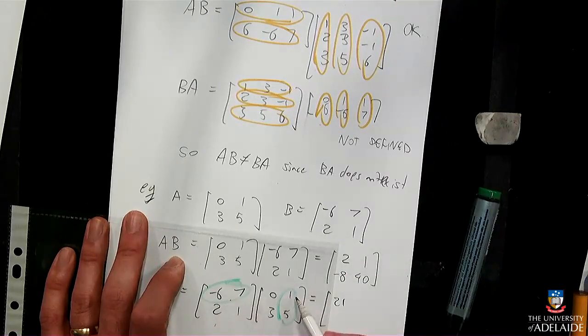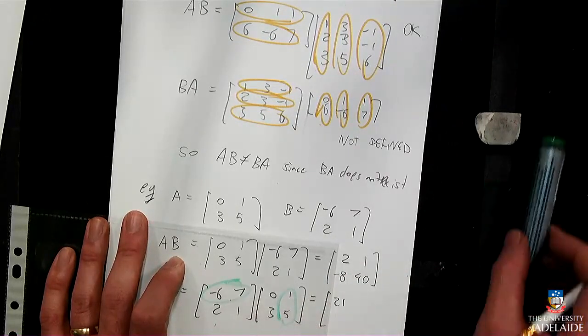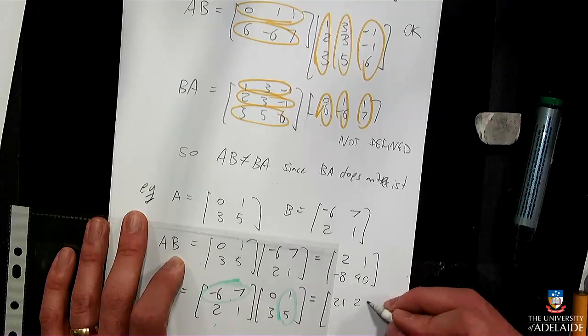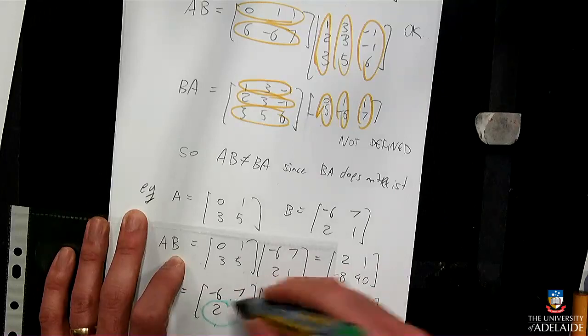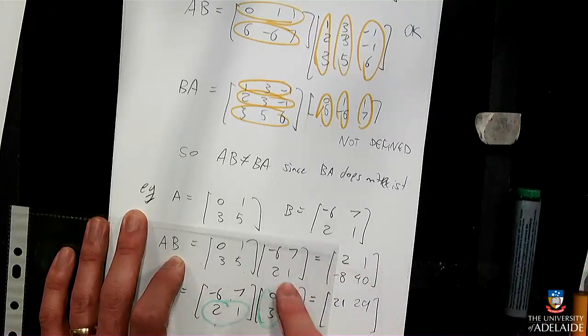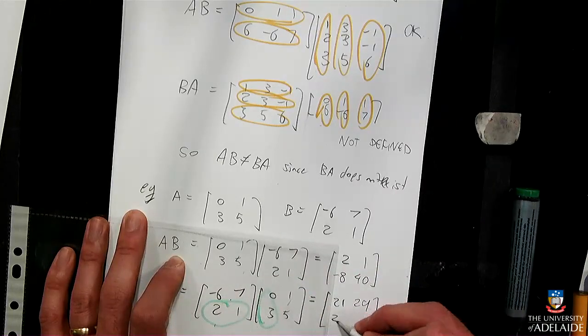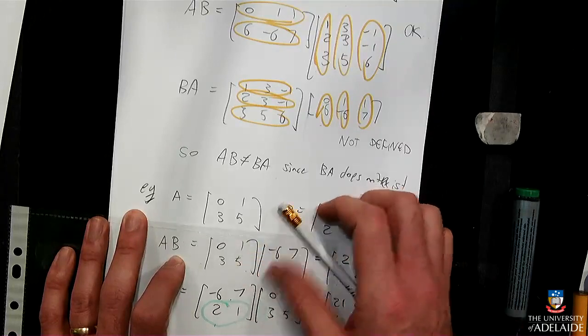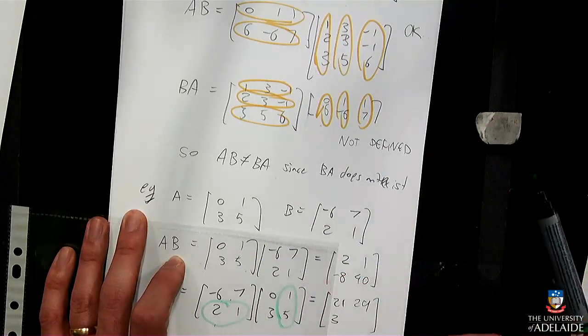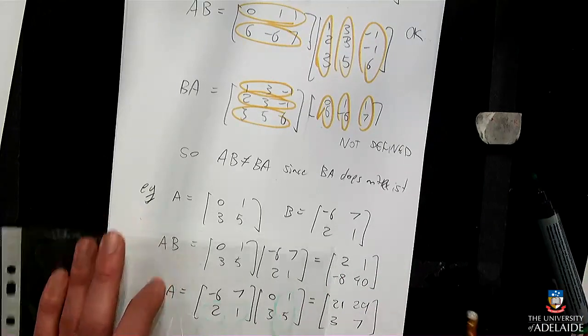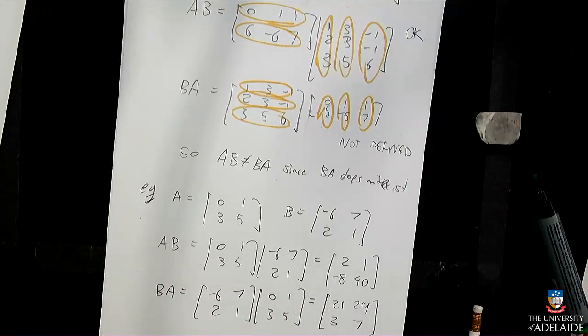Minus 6 times 1 is minus 6. 7 times 5 is 35. 35 minus 6 is 29. 2 times 0 is 0. 1 times 3 is 3. 2 times 1 is 2, 1 times 5 is 5, and 2 plus 5 is 7. These two matrices are totally different, even though it's possible to calculate them both.